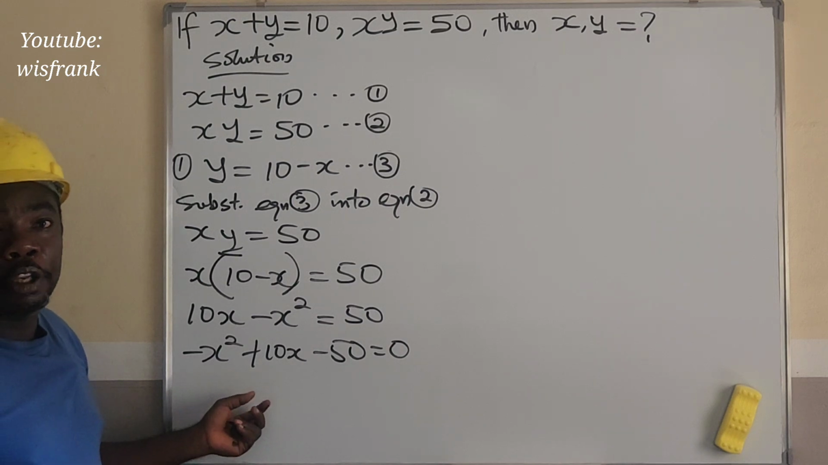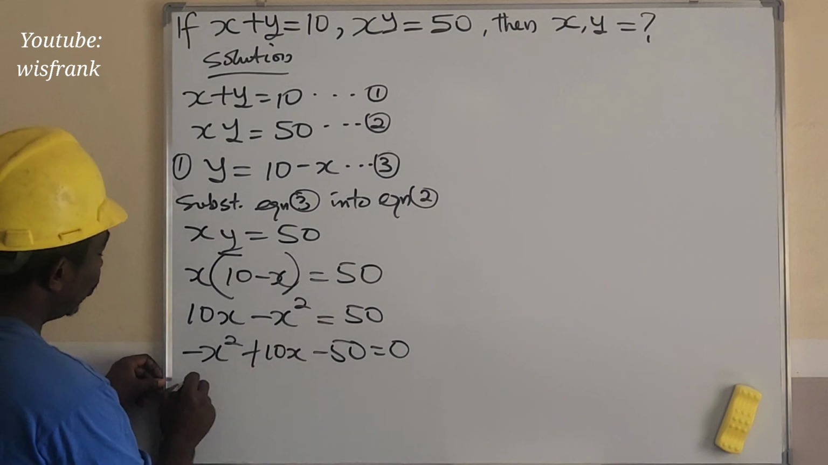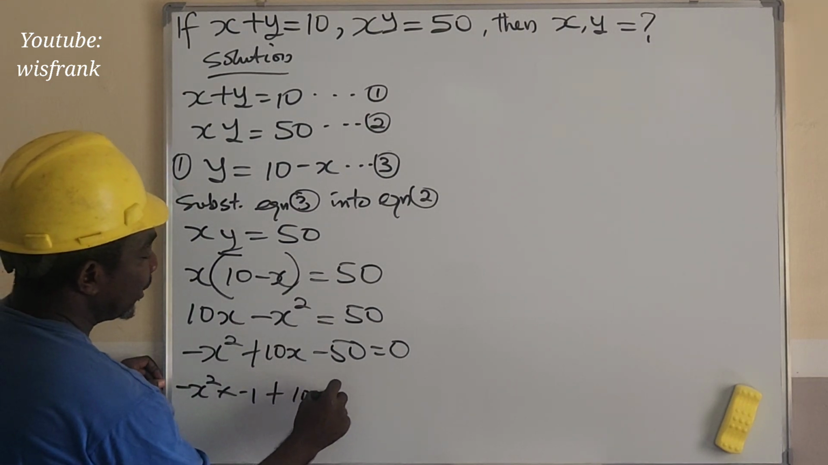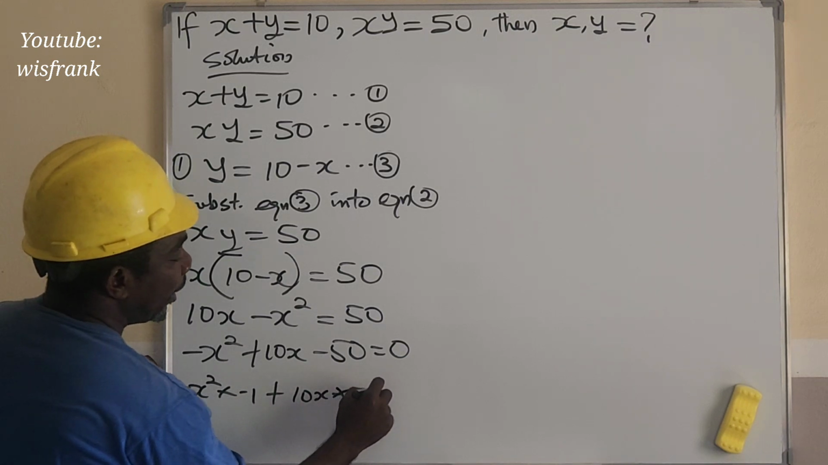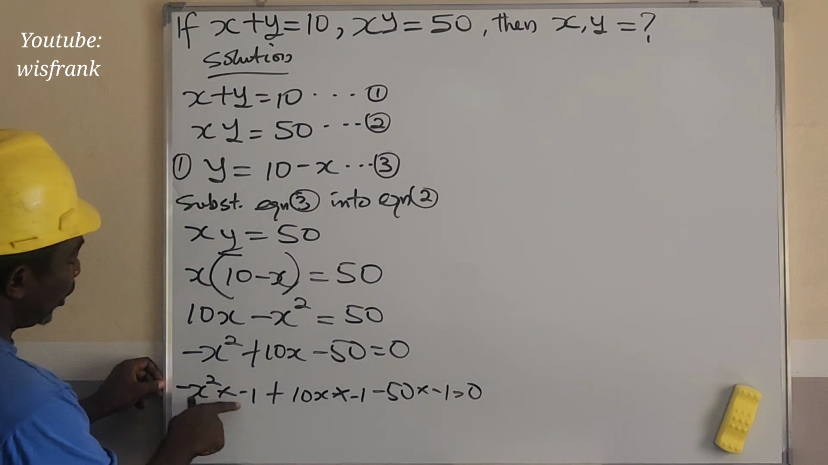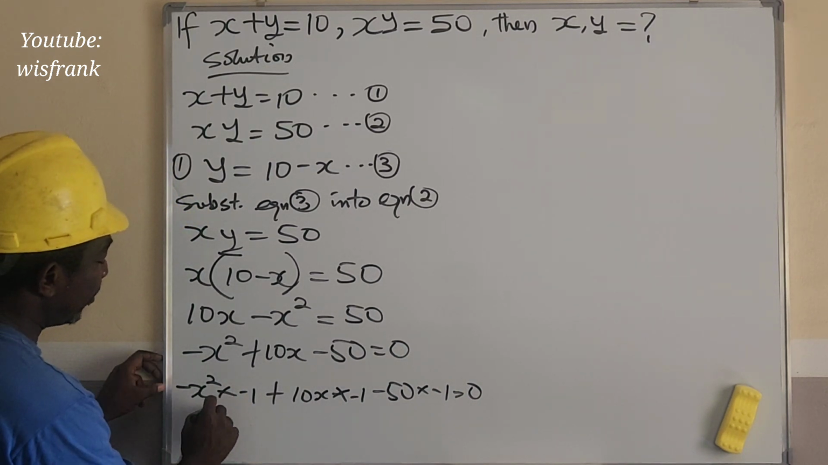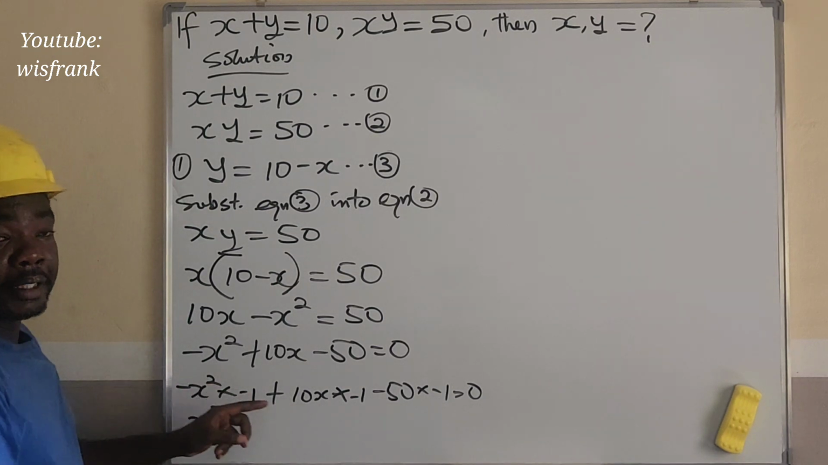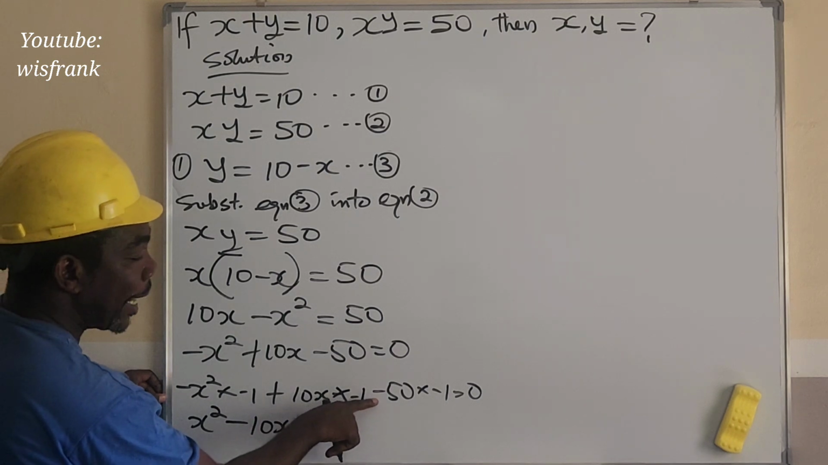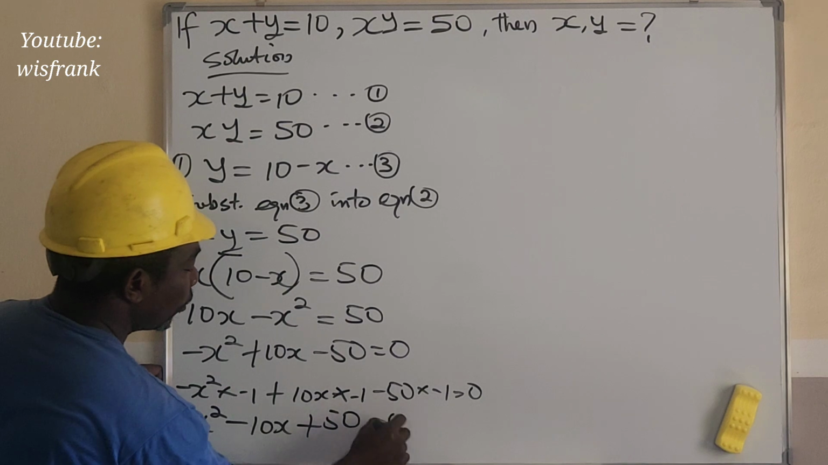What we are going to do is multiply minus 1 all through this equation. So this will become minus x to the power of 2 times minus 1, then plus 10x times minus 1, then we have minus 50 times minus 1, all equals 0. So minus x to the power of 2 times minus 1 will give us x to the power of 2. Then 10x times minus 1 will give us minus 10x. And minus 50 times minus 1 will give us plus 50, all equals 0.